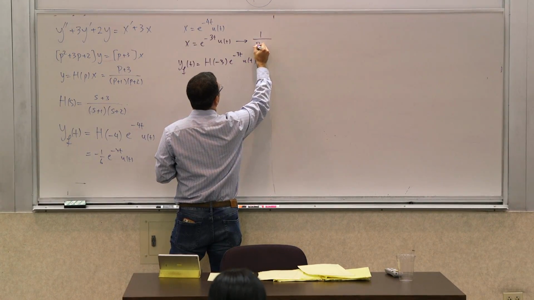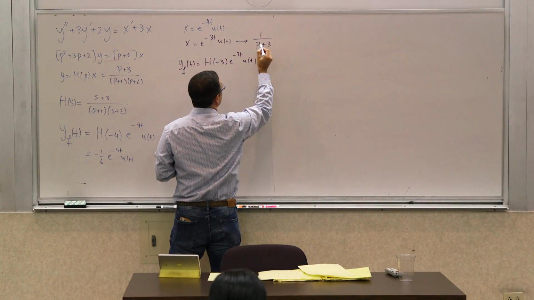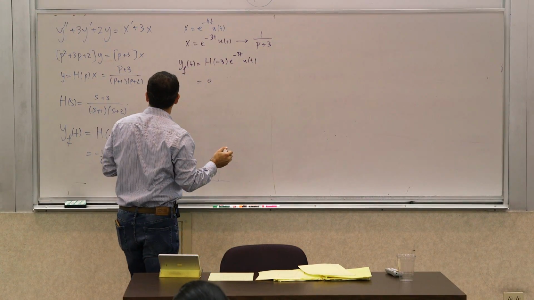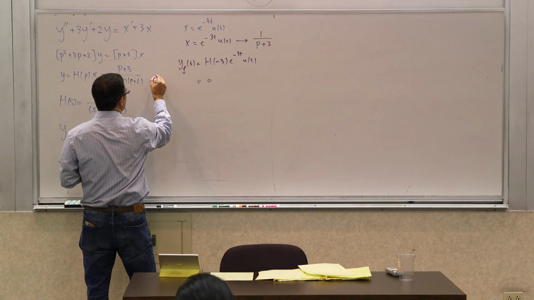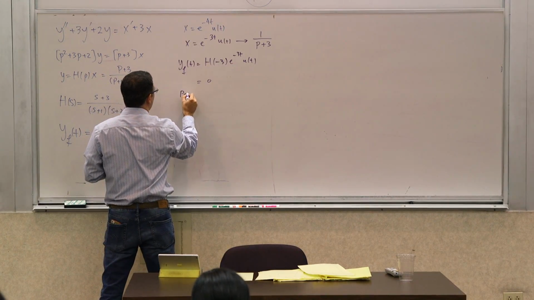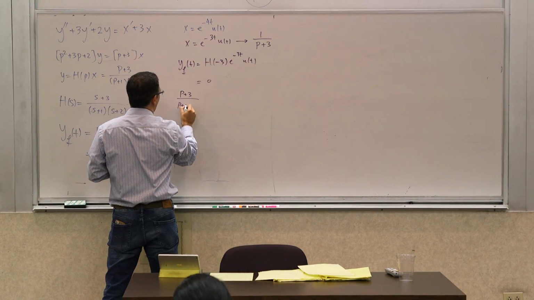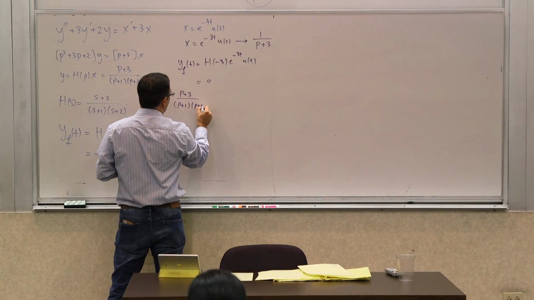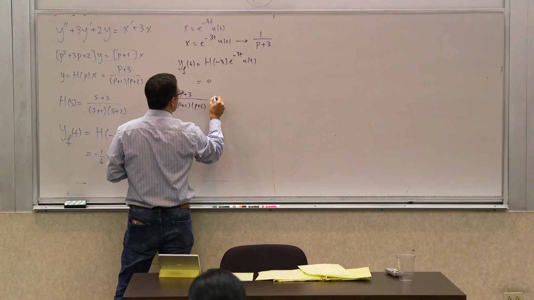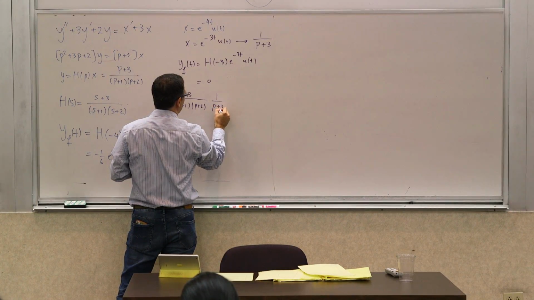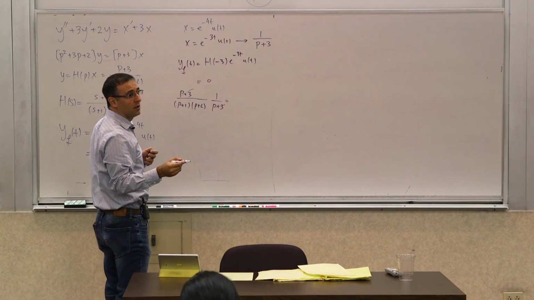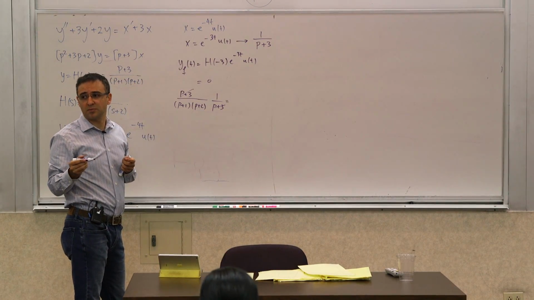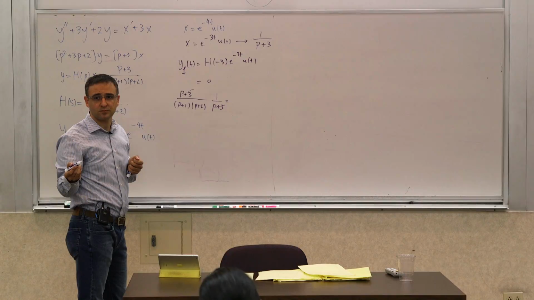1 over p plus 3. Right? So it's this operator operating on that. So it basically becomes p plus 3 over p plus 1 times p plus 2. So that's h of p times x of p, this cancels that. So you have 1 over p plus 1 times p plus 2.